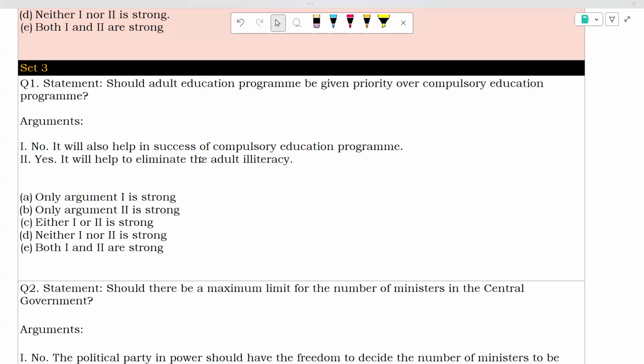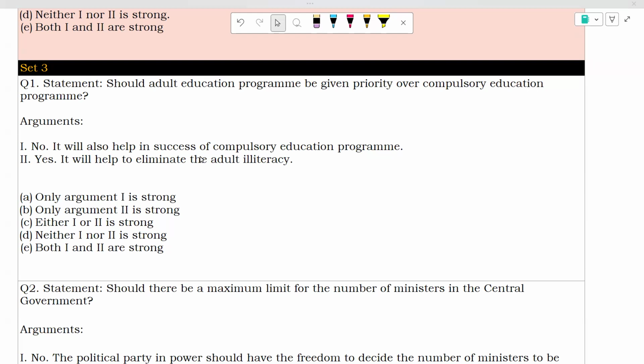So what you have to do is read the statement, that is the problem statement. Come to the argument. Suppose you try to make a memory map where the argument is not given by you, but it is given by two of your friends. First friend says no, the second says yes.